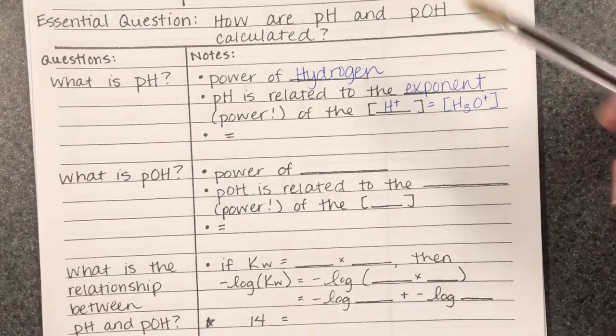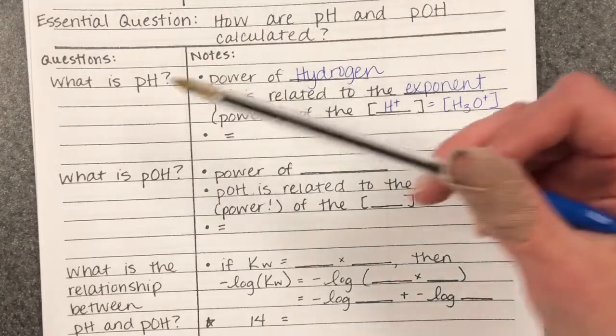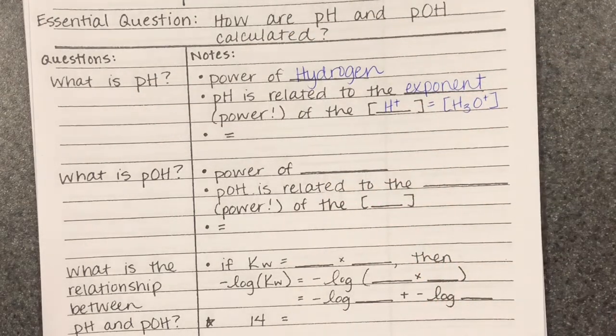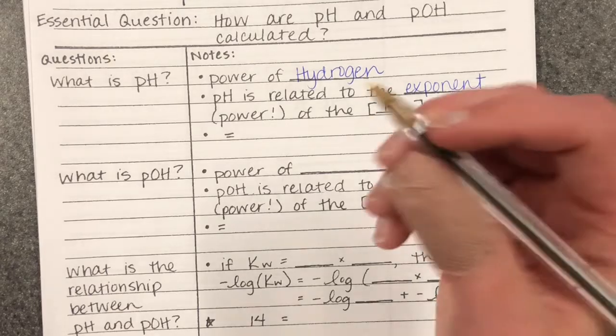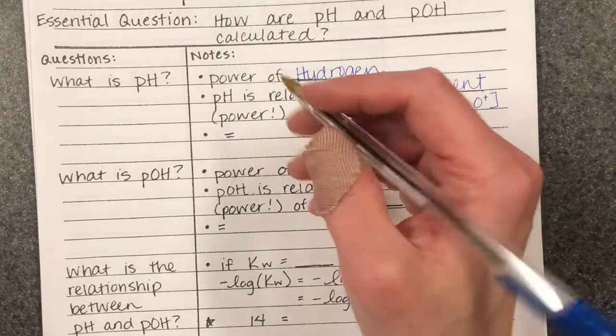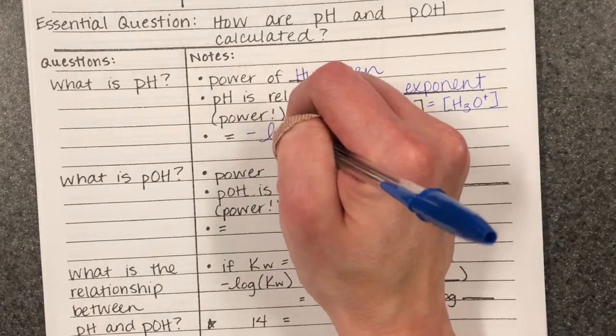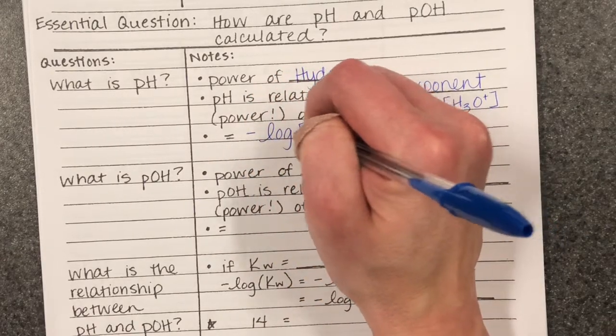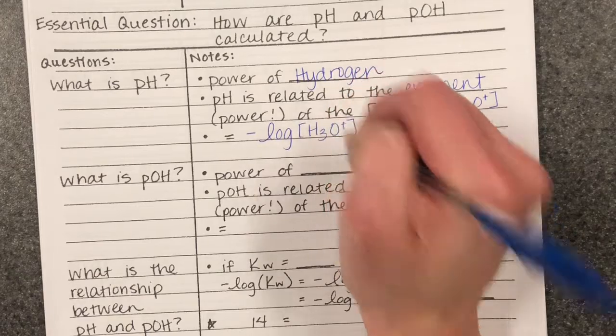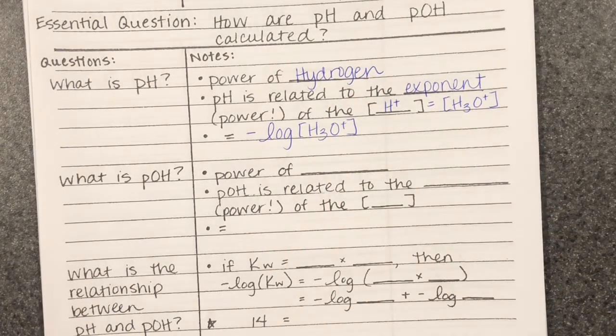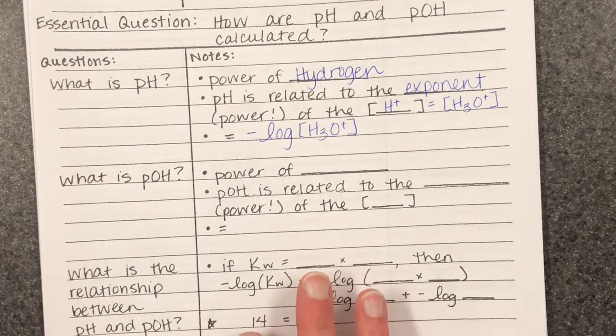The calculation of pH is very simple. In fact, the calculation of P anything is very simple. Anytime you see that P, meaning power, for something, we are using a logarithm. So the function for pH is: pH is equal to negative log of the hydronium concentration or hydrogen ion concentration. You just put negative log and then the concentration of the hydronium, and that gives you your pH.